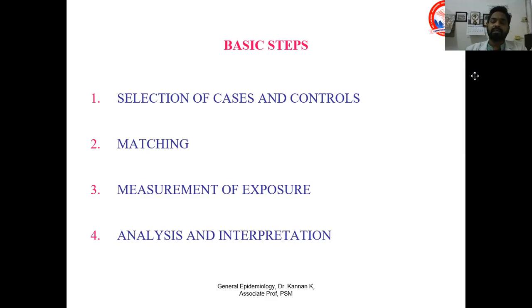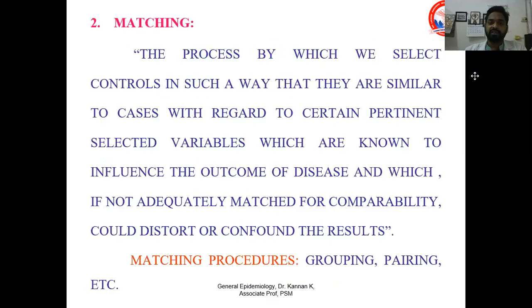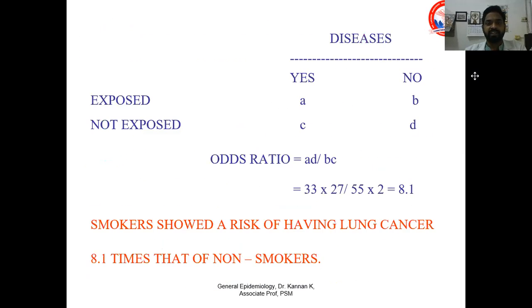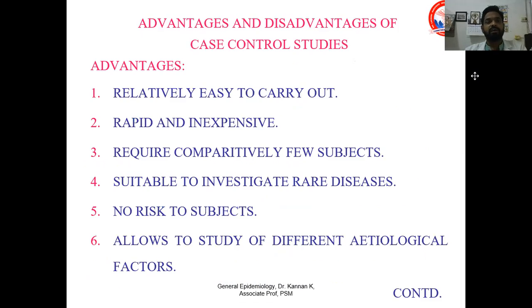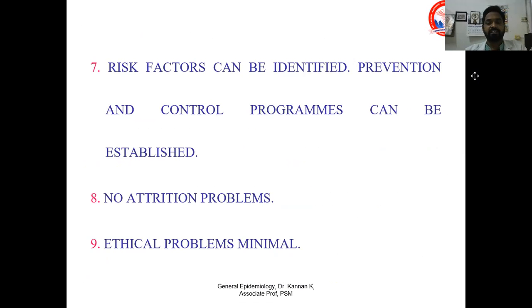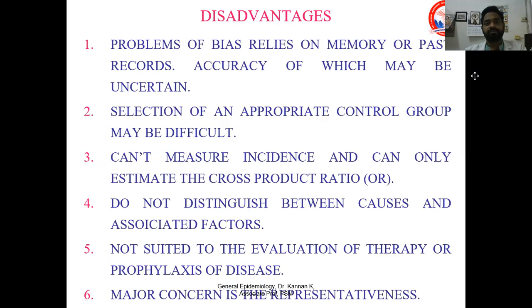Advantages and disadvantages, again, no need to go over them again. It is relatively easy, rapid and inexpensive. Comparatively few subjects are required. Suitable for investigating rare disease, no risk to subject, allows study of different ecological factors. Risk factors can be identified. No attrition problem, ethical problems are minimal.